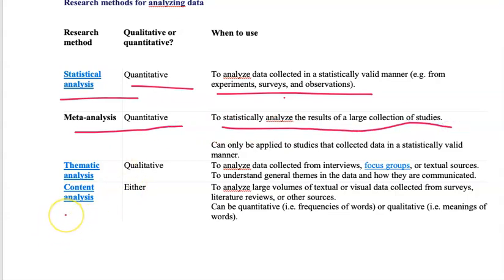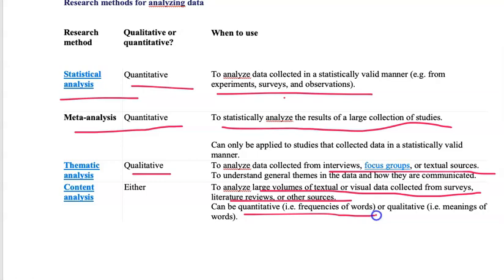Thematic analysis or content analysis can be either qualitative or quantitative, and it is used to analyze the data collected from an interview, focus group, or textual sources to understand general themes in the research and how they are communicated. In content analysis, we analyze a large volume of textual and visual data collected from surveys, literature reviews, and other sources, and it can be quantitative based on the frequencies of the words, or qualitative like the meaning of the words that are changing over time.